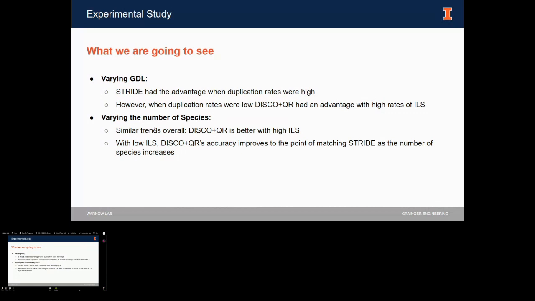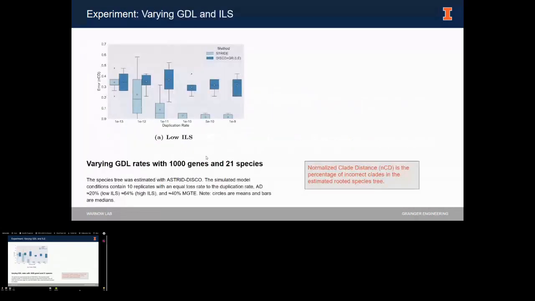And then when we vary the number of species, we see similar trends here. Especially when there's lower numbers of species, the trends are similar, with DISCO QR being better at high levels of ILS. However, at low ILS, and as the number of species increases, we find an interesting thing that occurs, which is that the differences between the methods seem to start to disappear with the increasing number of species. Anyway, here are our results in more detail.